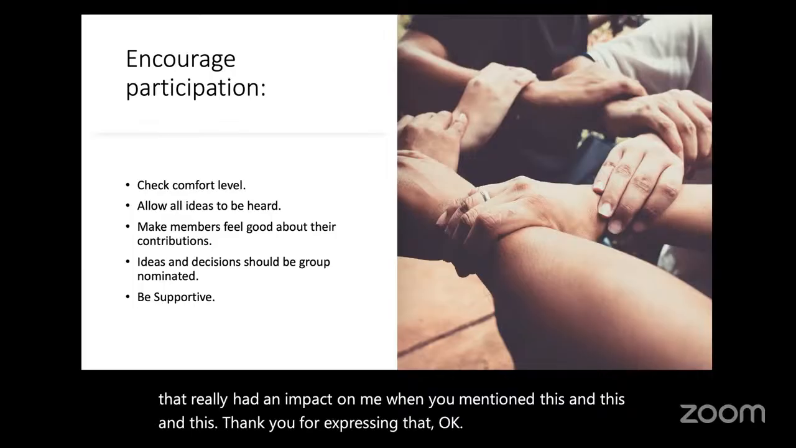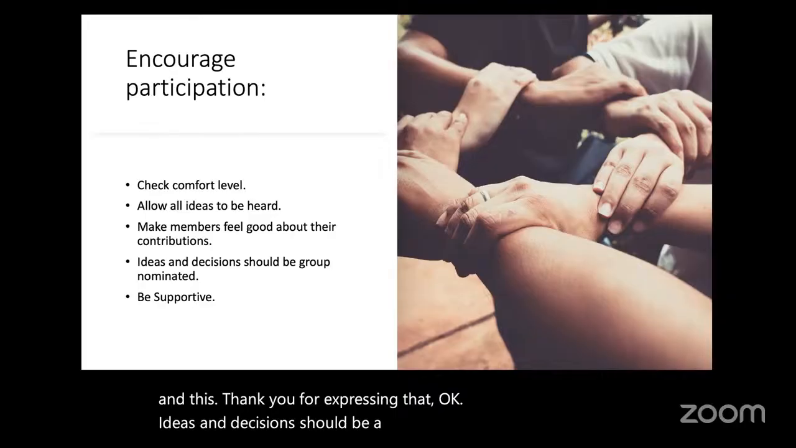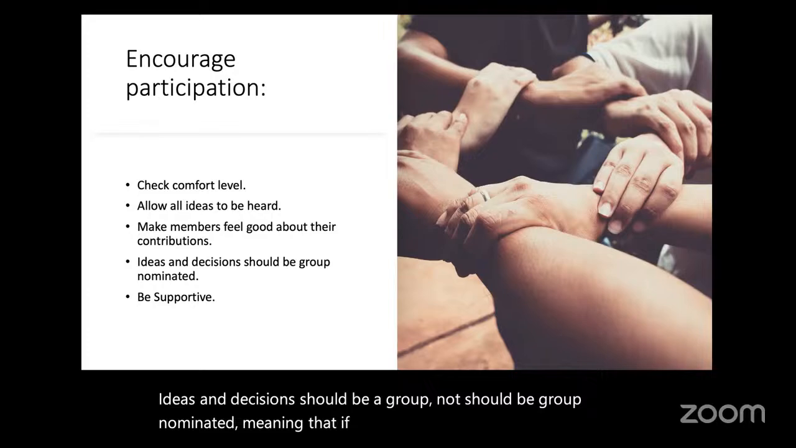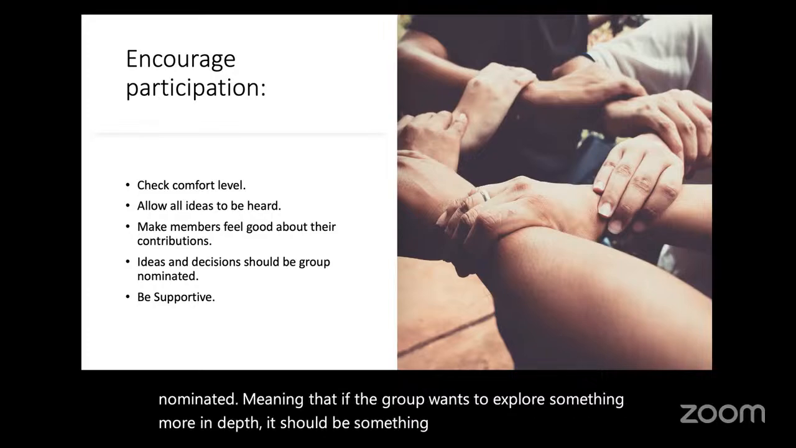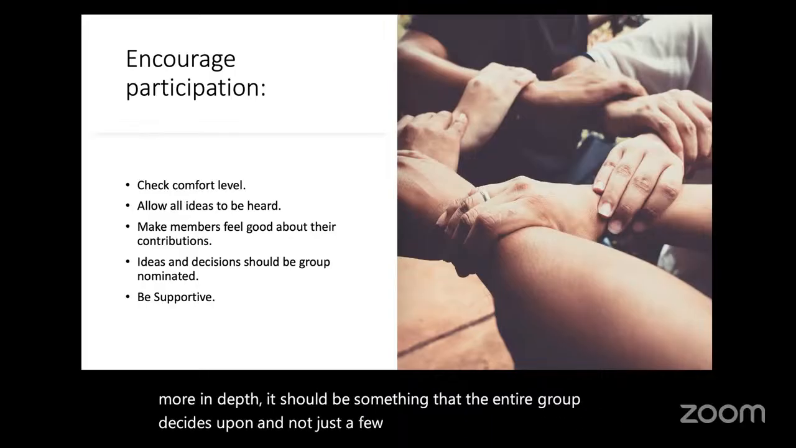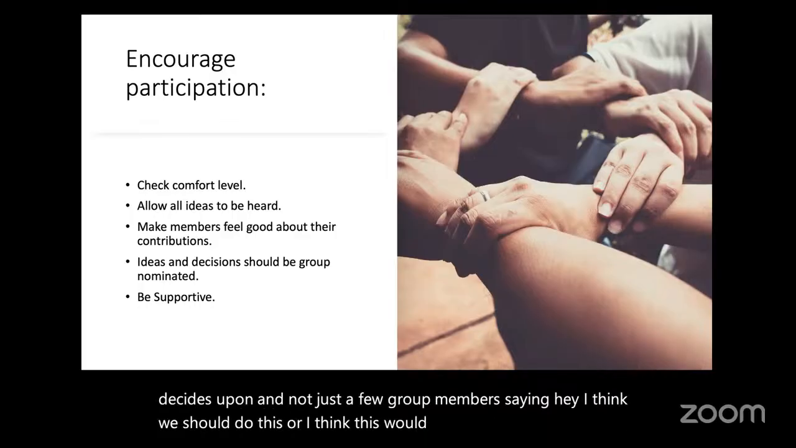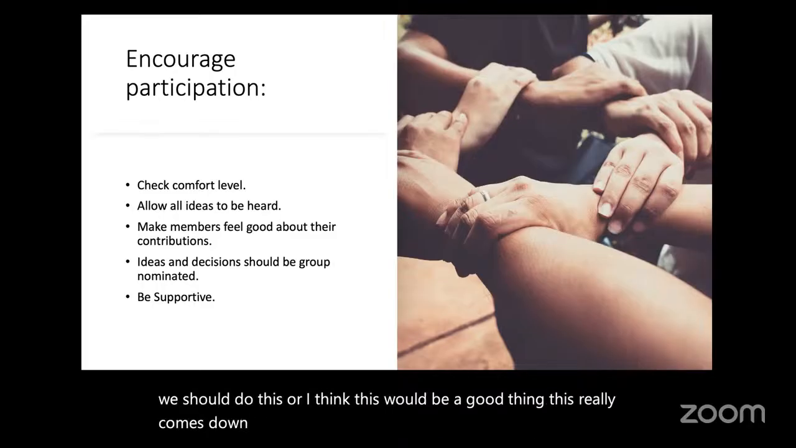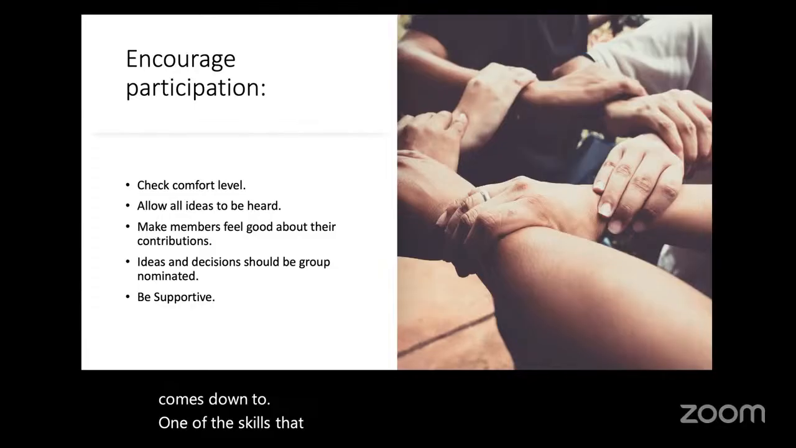Ideas and decisions should be group nominated, meaning that if the group wants to explore something more in depth, it should be something that the entire group decides upon and not just a few group members saying, "Hey, I think we should do this," or "I think this would be a good thing." This really comes down to one of the skills that we'll talk about in this section, which is advice giving.